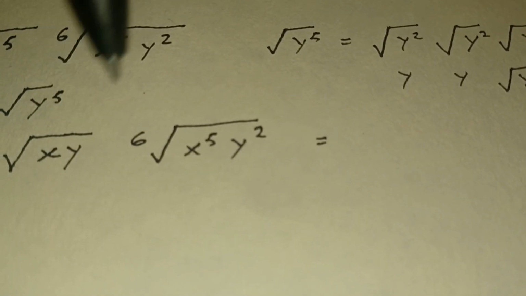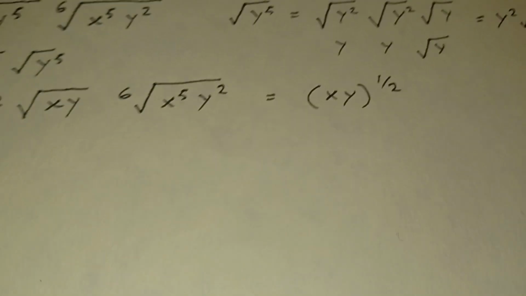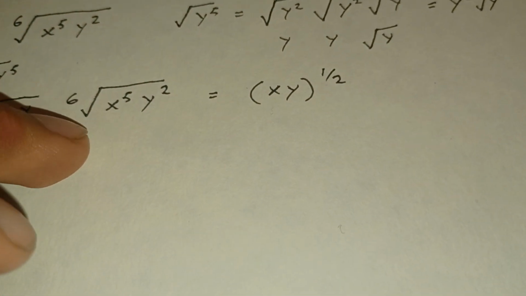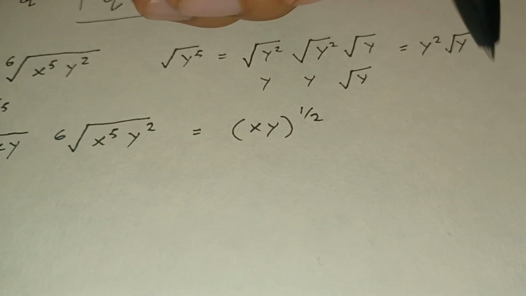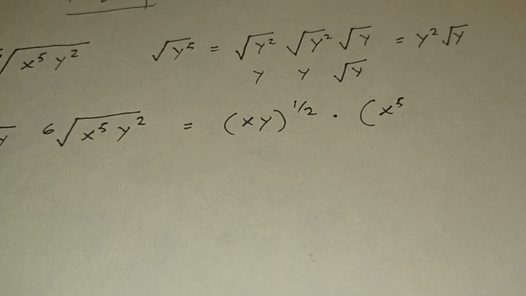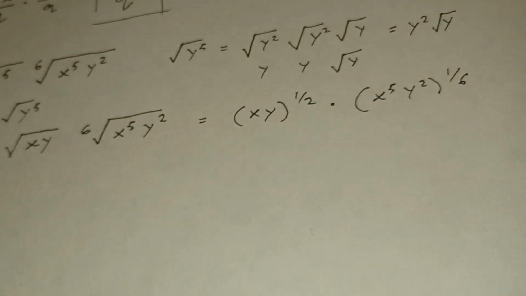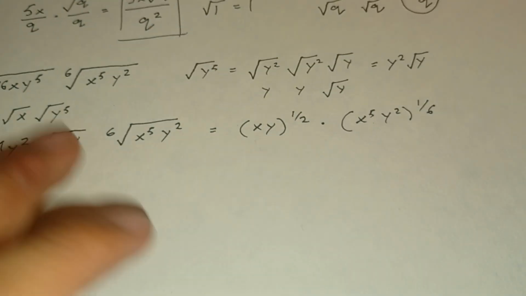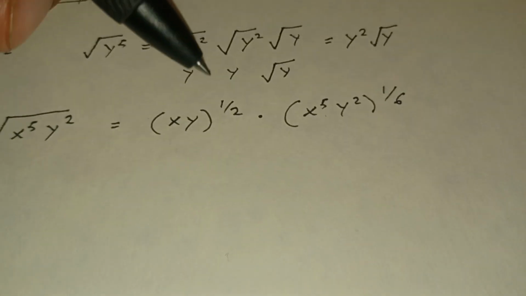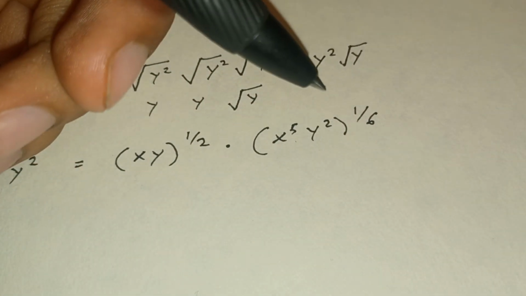We can rewrite the square root of xy as x times y to the 1/2 power, right? Because this is pretty much the same thing as that. Cool. And we can rewrite this one, the sixth root of x to the fifth power times y to the second power, as parentheses x to the fifth power times y to the second power raised to the 1/6 power. Good, because this is going to equal that. Cool. Now we have x times y all raised to the 1/2 power times x to the fifth power times y to the second power all raised to the 1/6 power.